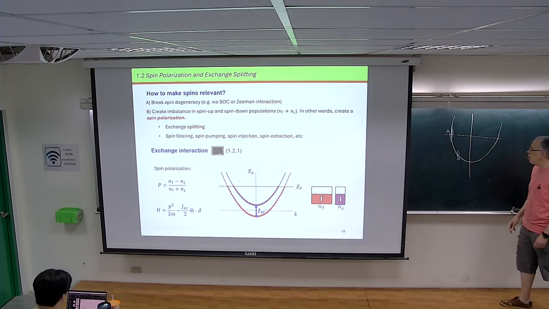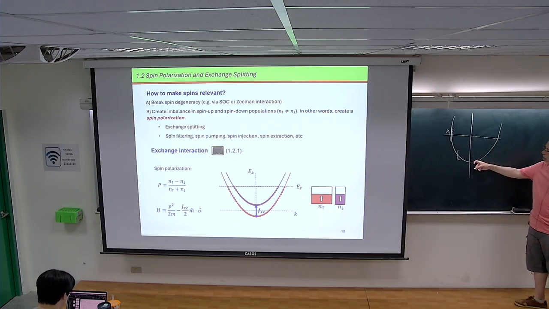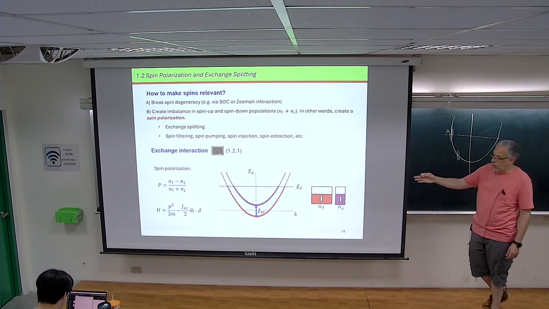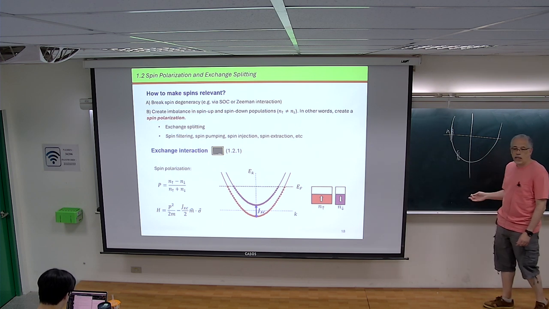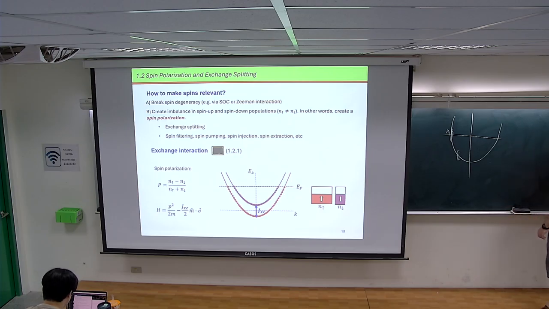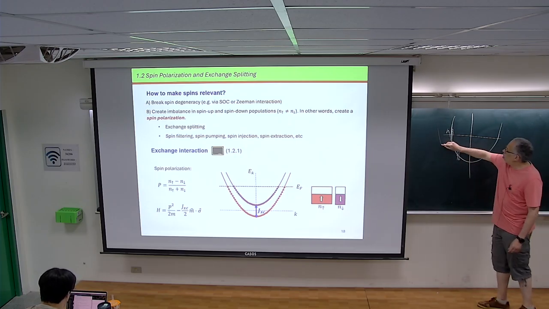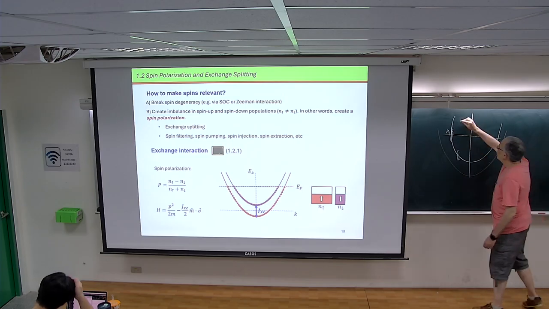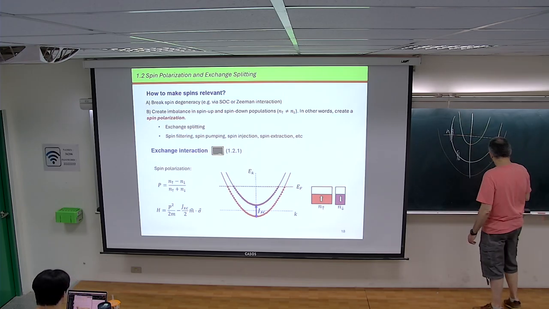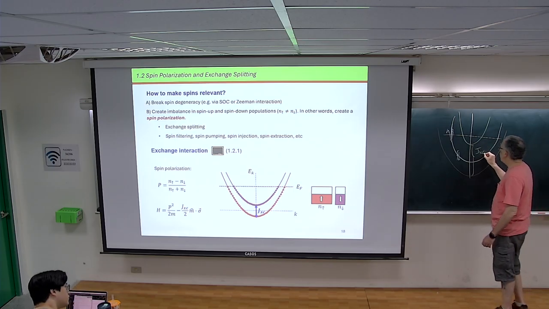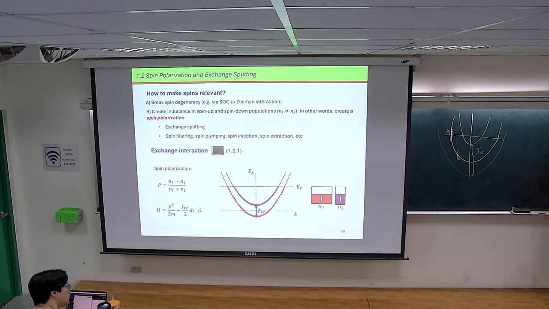Now when you put in this exchange splitting, you see this other term that is proportional to n times sigma, and what happens is you just split these two bands. One of the bands is shifted up, this will be the purple band there, and the other one is shifted down. For a spin up it's shifted down, and for a spin down it's shifted up. This energy difference is just the exchange energy. Okay, so that's the idea.